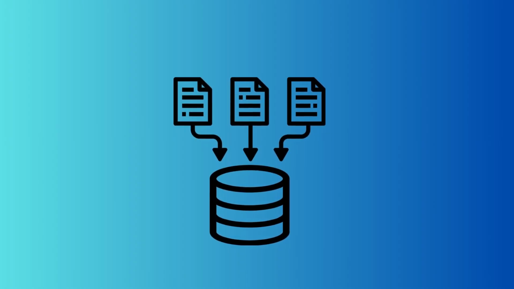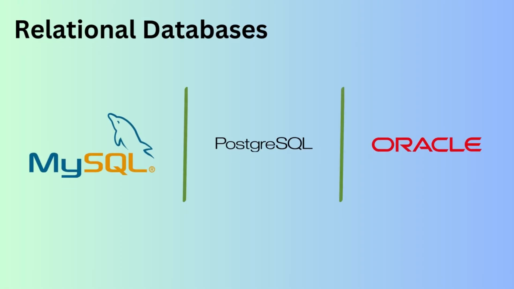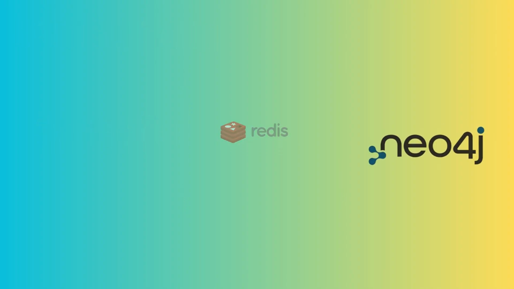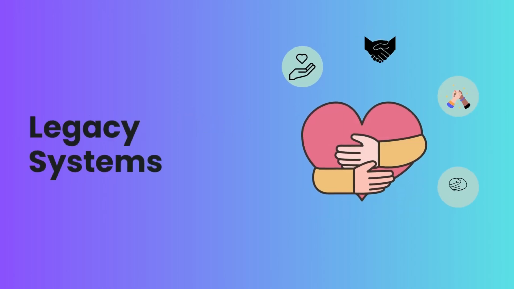Here's how it works. Services access the same database tables or schemas, relying on relational databases like MySQL, PostgreSQL, or Oracle, or NoSQL databases like MongoDB. While this method is generally avoided and discouraged in microservices, you'll still see it in monolithic or legacy systems.